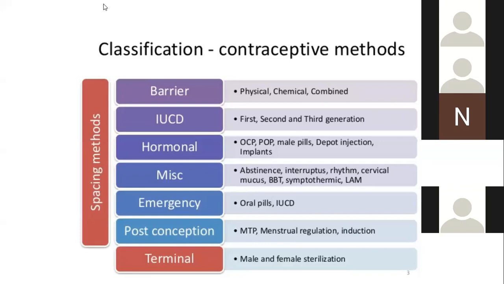Okay, coming to the IUCDs, these are the intrauterine contraceptive devices. They can be first, second, or third generations. So these are like the copper T or the coil that you must have heard about. These are the long-acting reversible contraceptive devices, which can be placed in the uterine cavity and be left for 3 to 5, even for as long as 10 years.